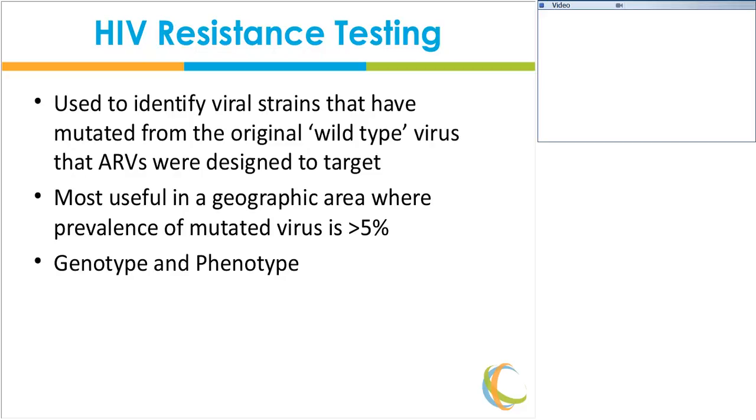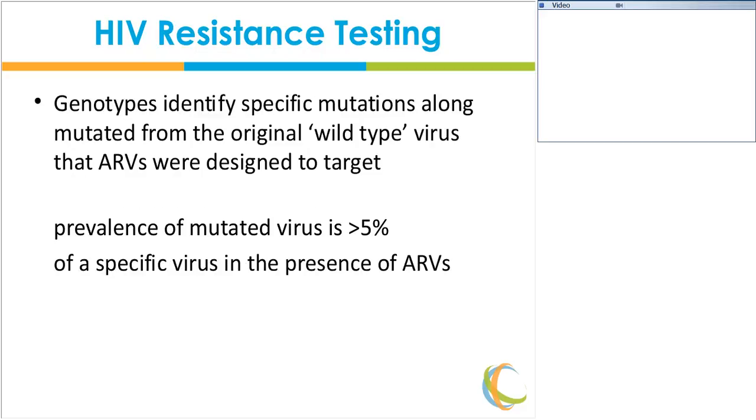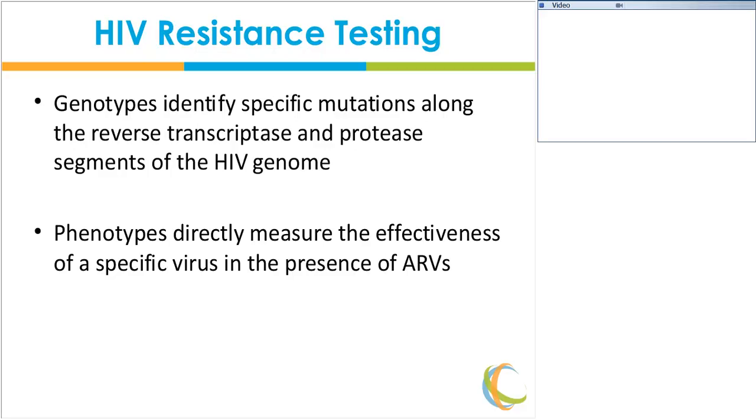The two types of resistance tests are called genotype and phenotype. A genotype will identify specific mutations along the reverse transcriptase and protease segments of the HIV genome. Drugs in the basic 3 classes of antiretrovirals were designed to bind to specific areas in these 2 segments. When mutations occur, they result in spatial configuration changes that affect drug binding properties, and the drugs become less effective.